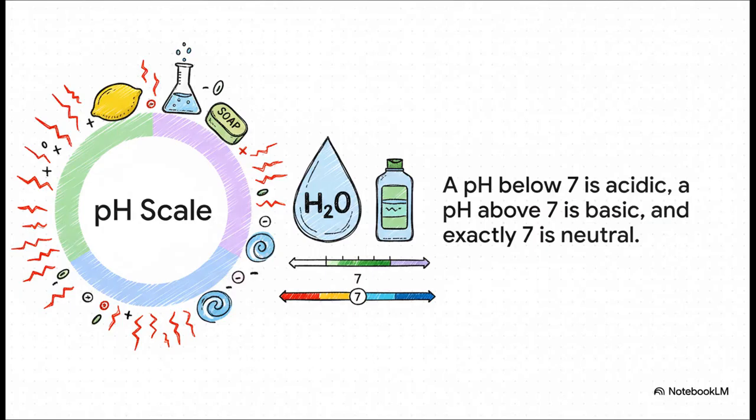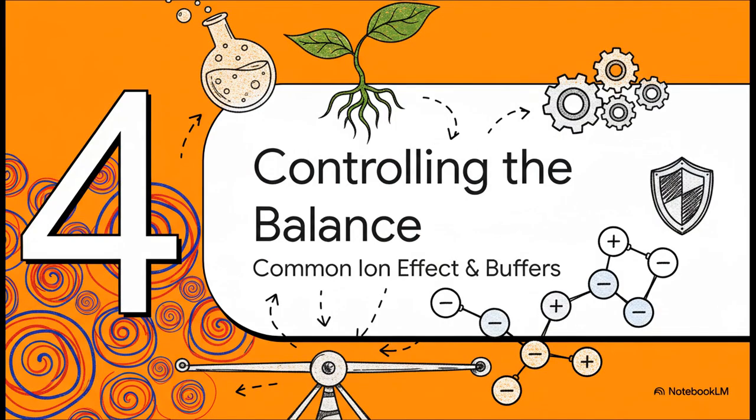And the rules are super easy to remember. A pH below 7 means you have an excess of those H+ ions and your solution is acidic. A pH above 7 means you have more OH- ions and it's basic. And a pH of exactly 7, that's the sweet spot. That's perfectly neutral. So we have this delicate balance happening all the time.